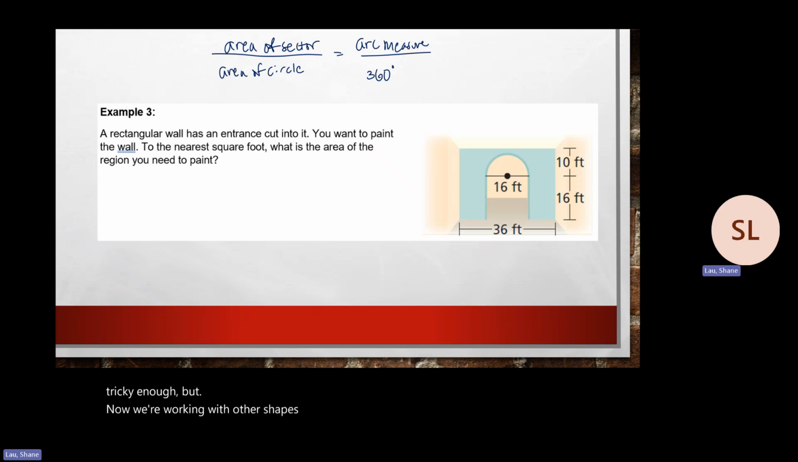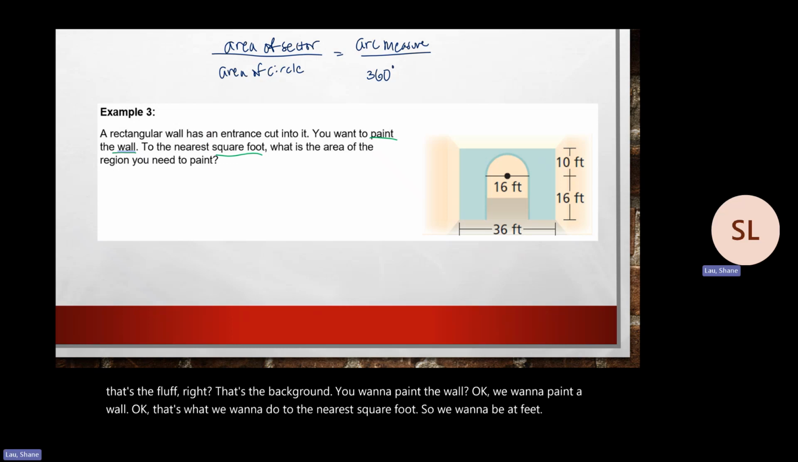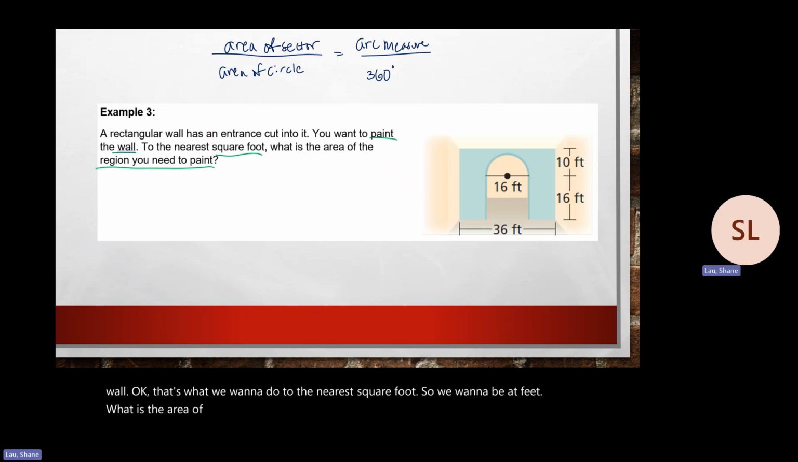A rectangular wall has an entrance cut into it. That's the fluff, that's the background. You want to paint the wall. That's what we want to do. To the nearest square foot, so we want to be in feet, what is the area of the region that you need to paint? That's exactly what the question is asking. So we want to find the area of a region.